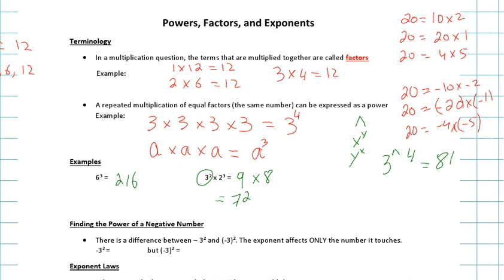So what I did here is the first thing I did is I found 3 to the power of 2, which is 9. Then find 2 to the power of 3, which is 8. And then multiply the 9 times 8. Did it work? It's 72. Yeah.